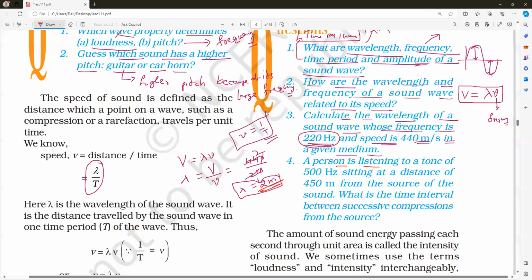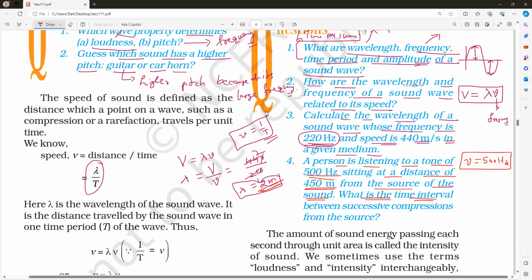A person is listening to a tone of 500 hertz. Means what is the frequency, everybody? 500 hertz. Frequency is equal to 500 hertz. Hasini, are you solving? Now, sitting at a distance of 450 meters. Distance is equal to how much, guys? 450 meters from the source of sound.